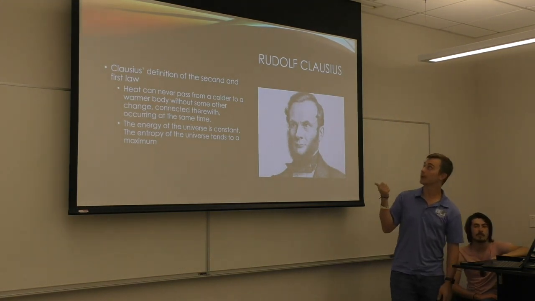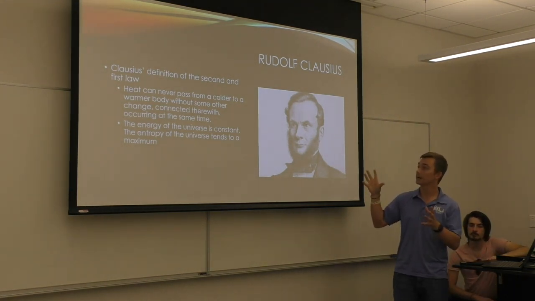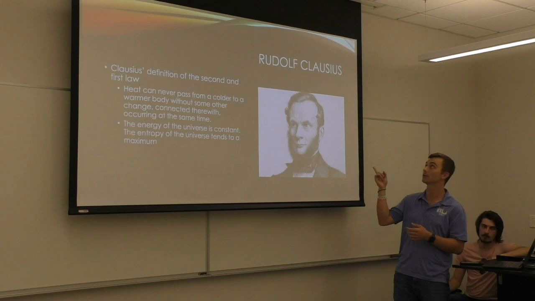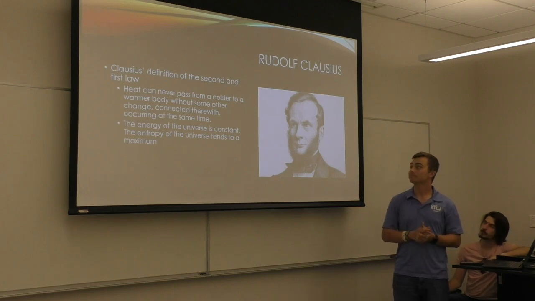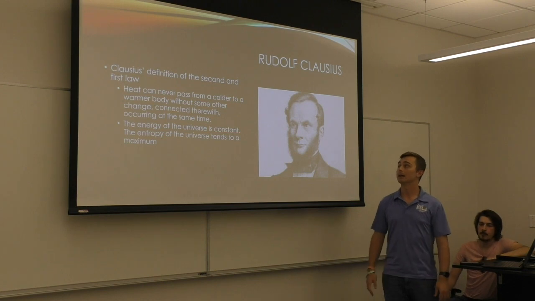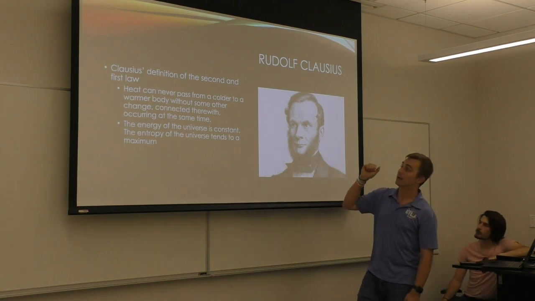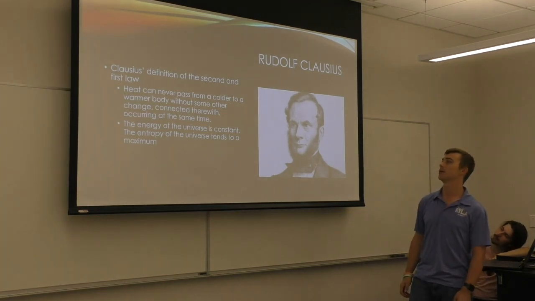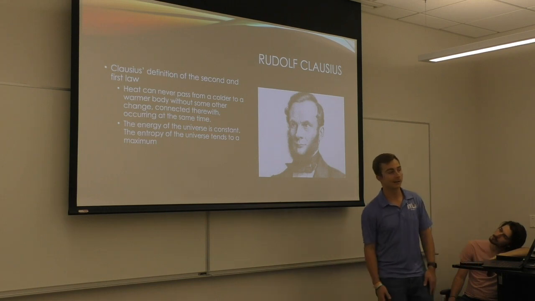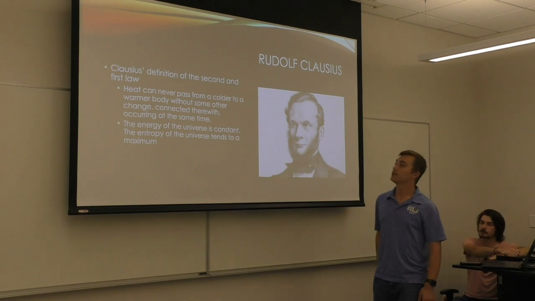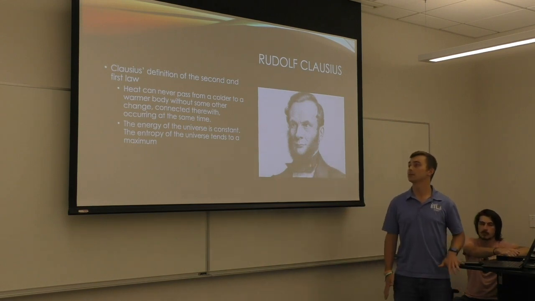One of the most influential definitions for thermodynamics is the first and second law. It's the Clausius definitions from Rudolf Clausius. He was the first person to put a name to entropy and formulate it in one concise thing. So I'm gonna read them directly because they're that important. First of all, heat can never pass from a colder to a warmer body without some other change connected therewith occurring at the same time. Pretty much saying, can't go from cold to hot. Second law, the energy of the universe is constant and the entropy of the universe tends to a maximum.